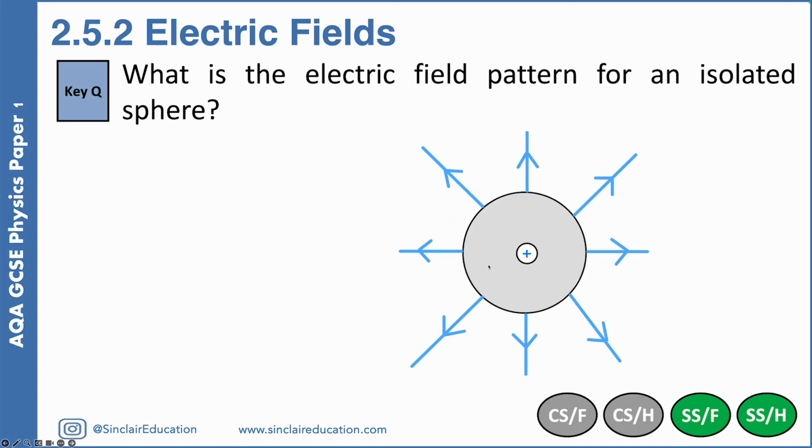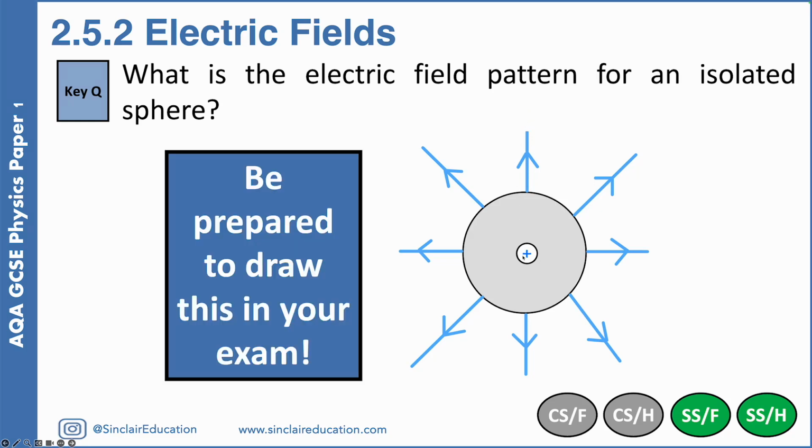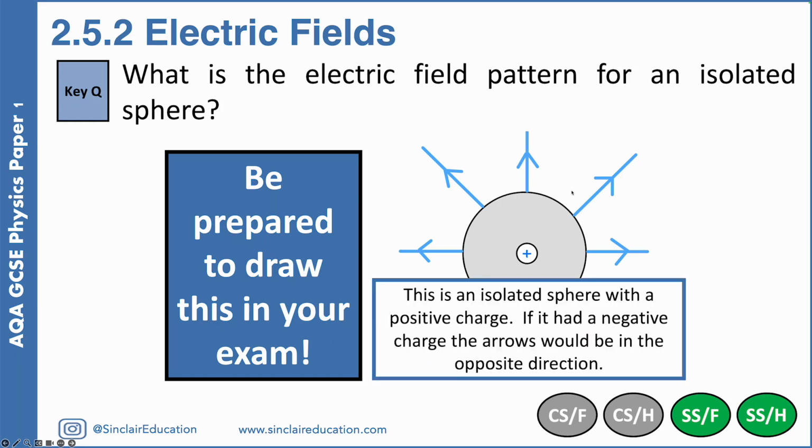Here we've got an electric field pattern for an isolated sphere. So notice we've got a positive charge, we have our field pattern extending out and pointing away from that positive charge. You need to be prepared to draw this in your exam, and they might ask you to draw this for negatively charged spheres, in which case you draw exactly the same thing, but you'd have a negative in here and your arrows would now be pointing inwards. So for any negative charge, your arrows would just point in the opposite direction.